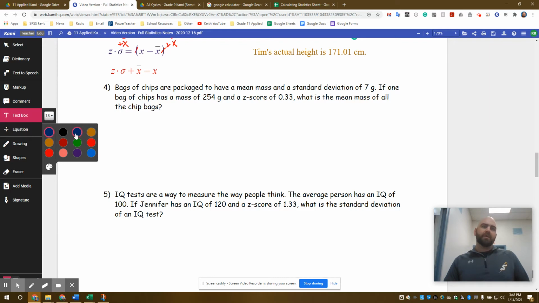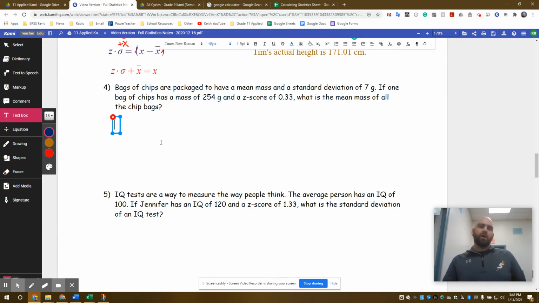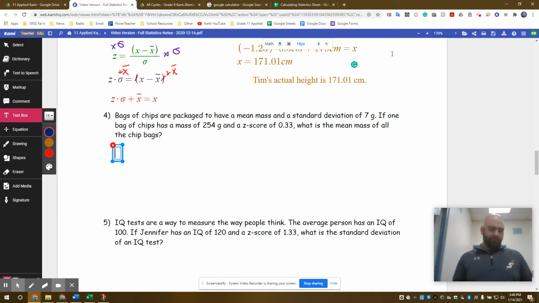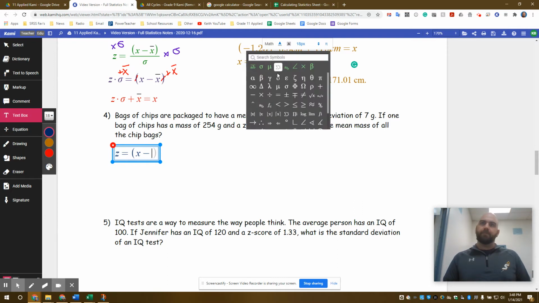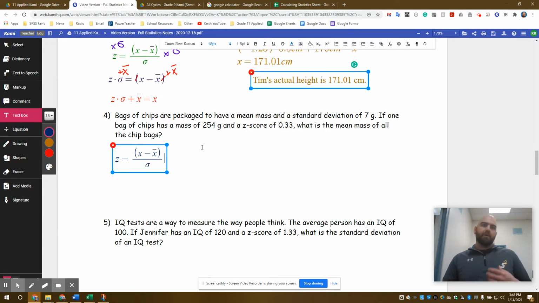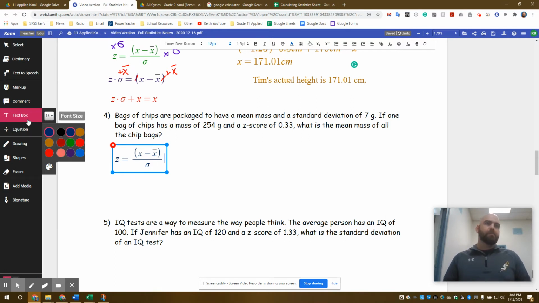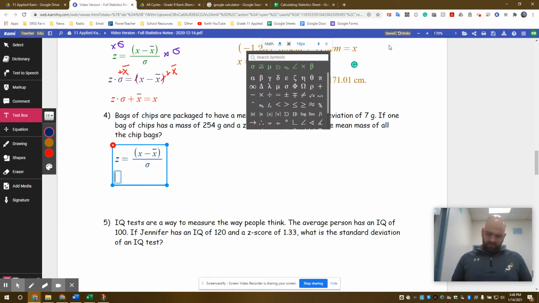Well, in this case, we're going to need to manipulate our formula. So let's start with our formula here. z is equal to x minus x bar, divided by our standard deviation. We're trying to get x bar all by itself. So what we need to do first is get rid of the standard deviation. Same thing that we did before, multiply by standard deviation. So z times standard deviation is equal to x minus x bar.